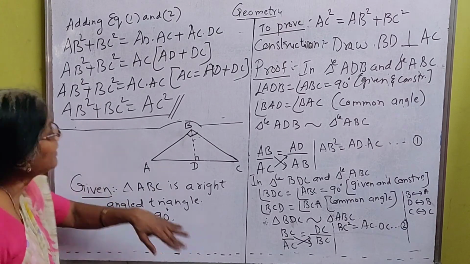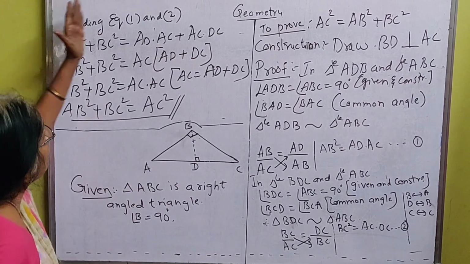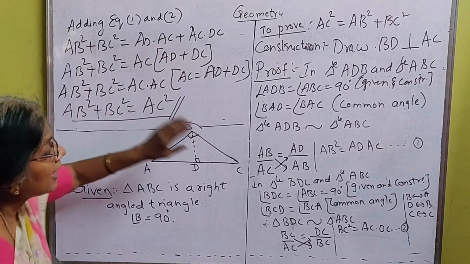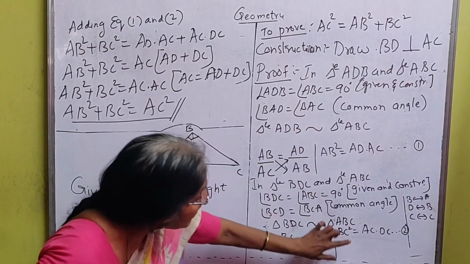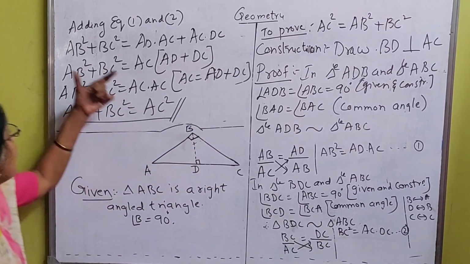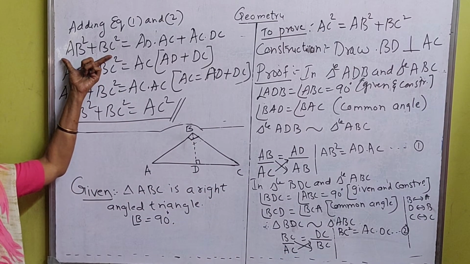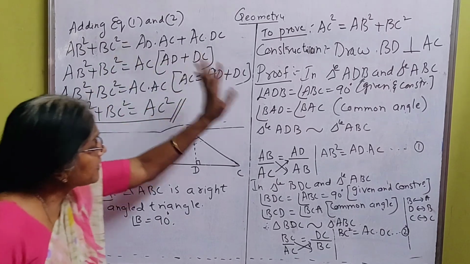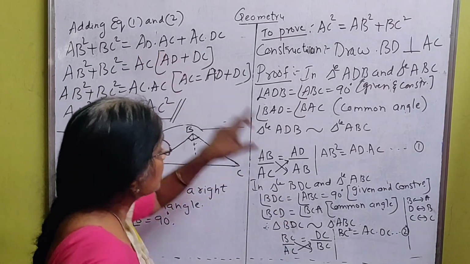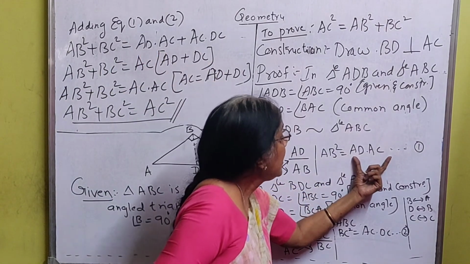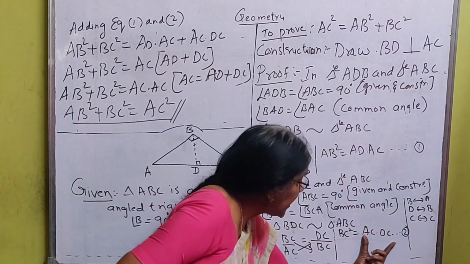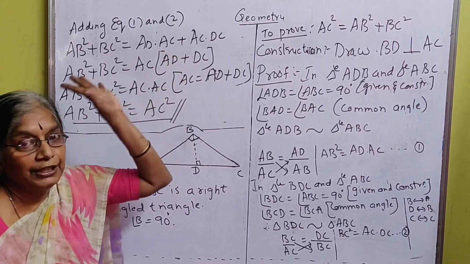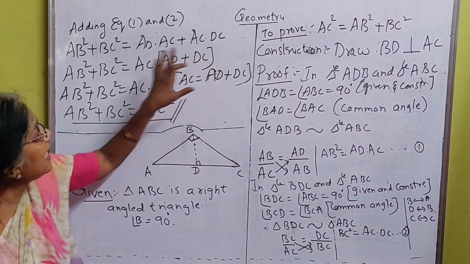Now we have to add these two equations. So adding 1 and 2, the left hand side should be added with the left hand side. AB square is the left hand side of the first and BC square is the left hand side of the second. So if I add, I get AB square plus BC square. And the right hand side should be added with the right hand side. So what is there in the right hand side? First, AD into AC. So AD into AC plus, what is the second? AC into DC. In this you can see AC is common.